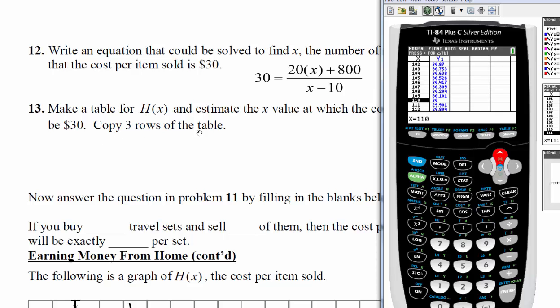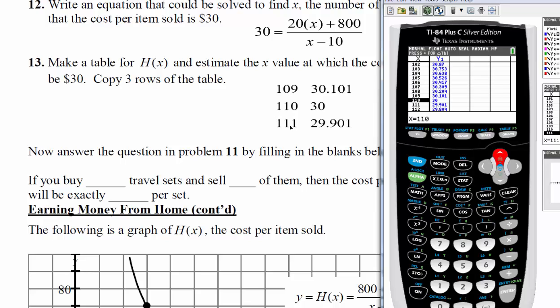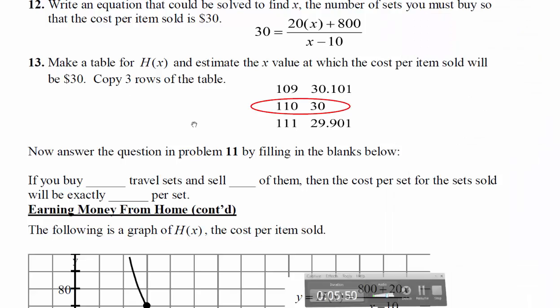All right, so it does say copy 3 rows of the table, so let's do that. So here's my 3 rows, and again, I want to circle my answer. All right, there's my answer. So now it says if you buy, well basically if I buy 110 sets and sell 100 of them, right? Remember, we give away 10, then my cost per set will be $30. If you buy 110 sets, you sell 100, the cost will be $30 per set.